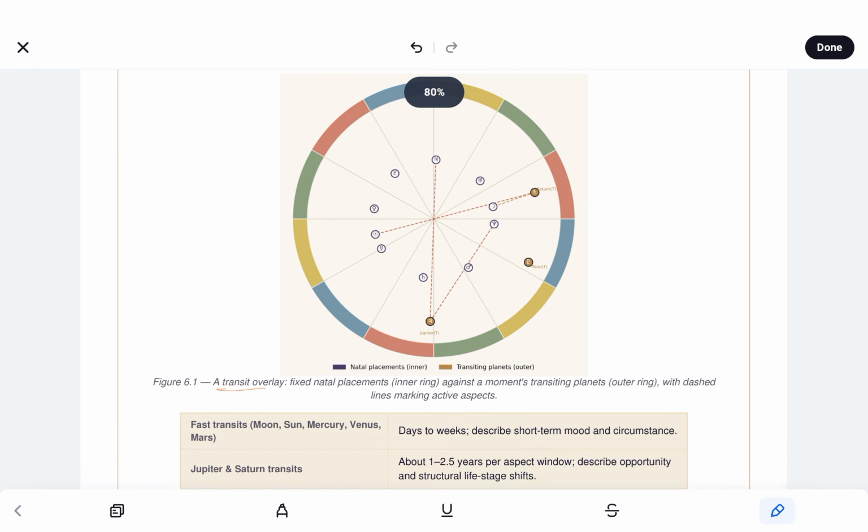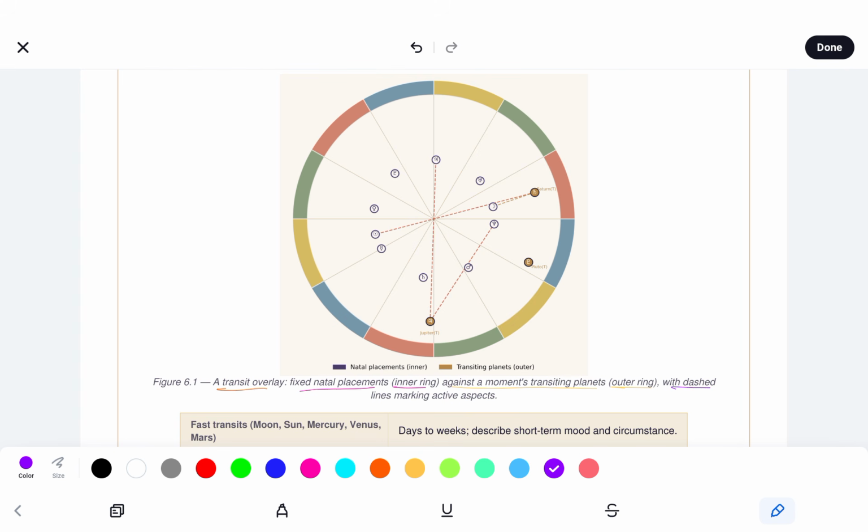Right, here's a transit overlay. We see fixed natal placements in a ring against a moment's transiting planets, the outer ring with dashed lines marking active aspects.